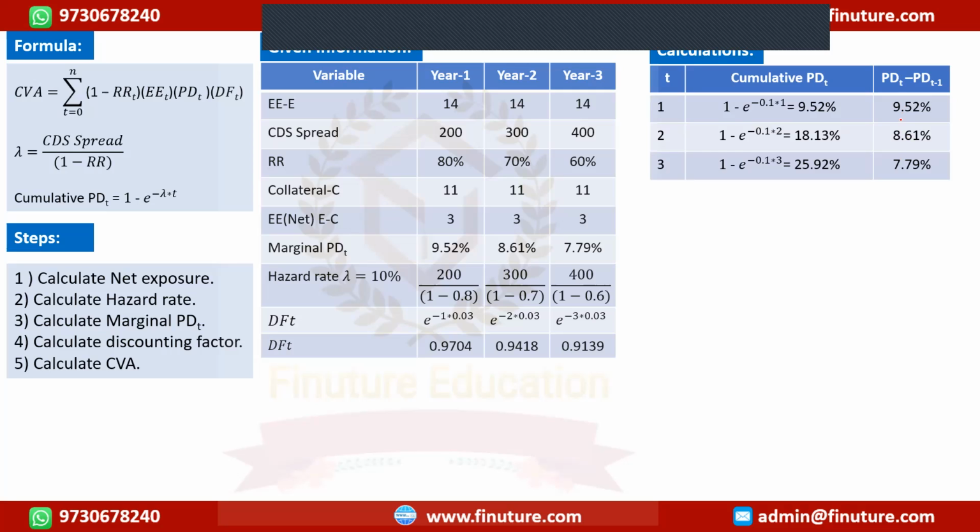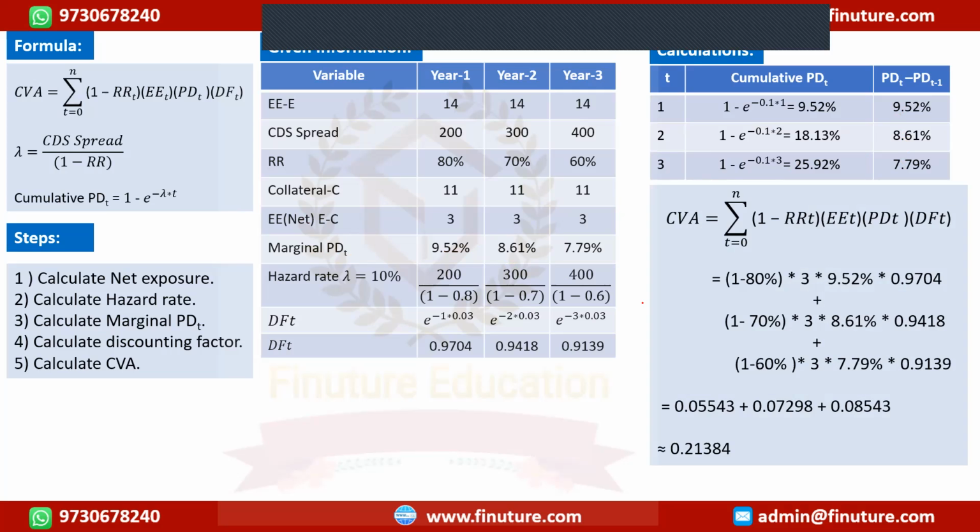Be careful with the calculation of this. There is a chance that you may go wrong somewhere. And this row is 9.52, 8.61, and 7.79. So these are your marginal probabilities of default. So what next? We have everything. We just need to plug in the formula of CVA.